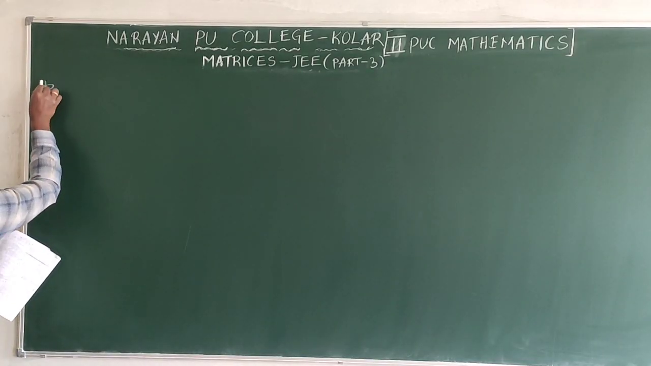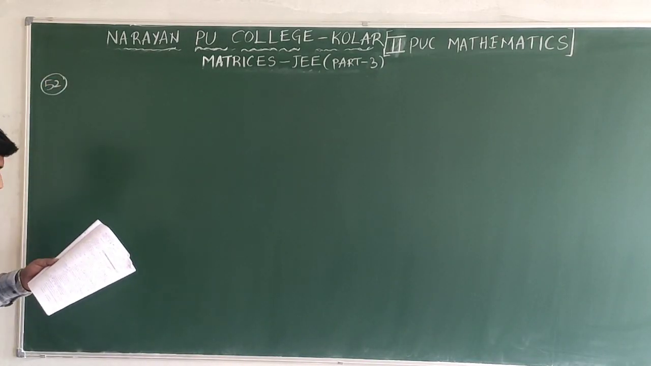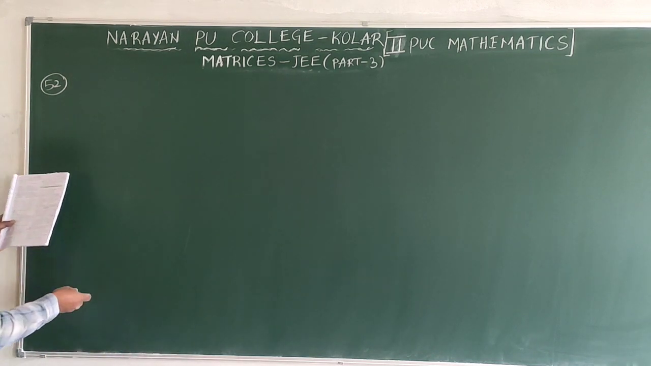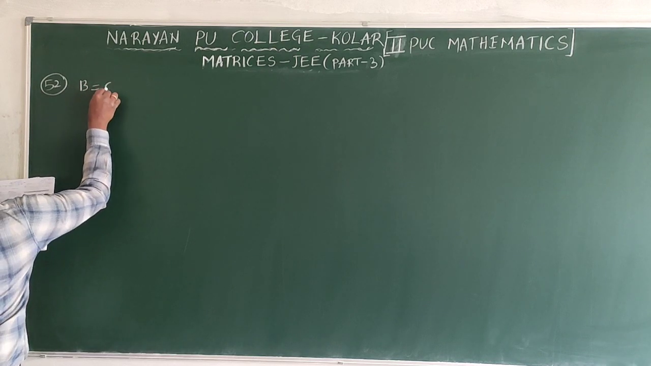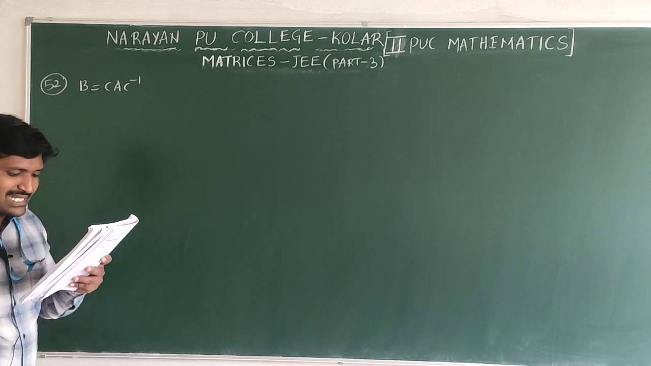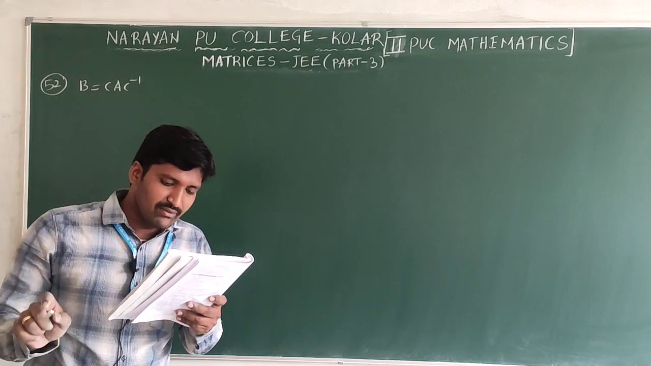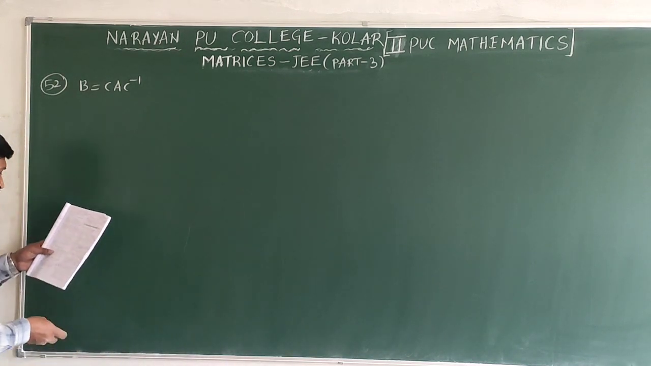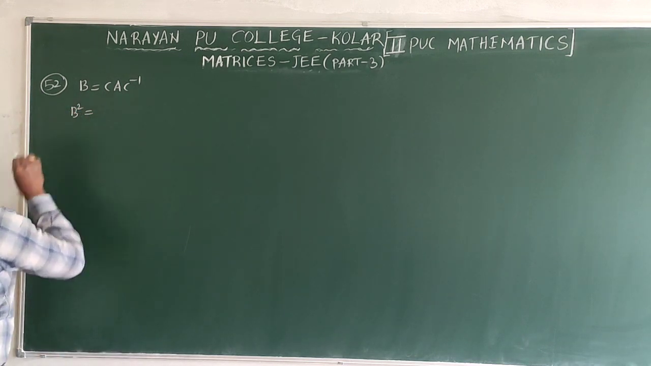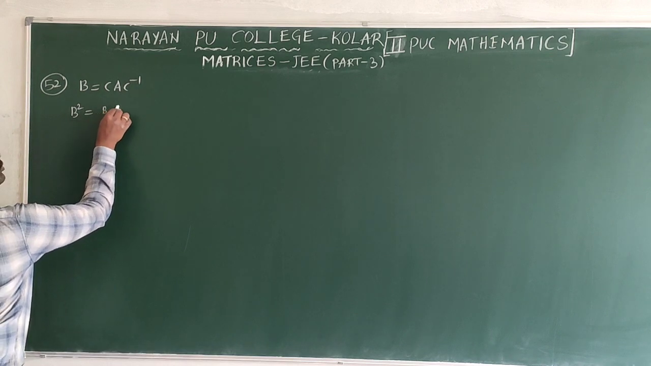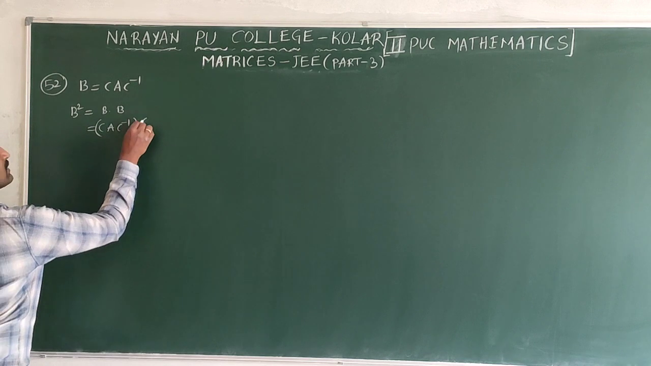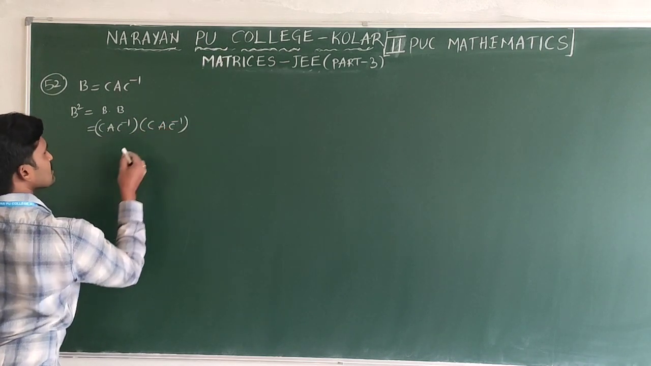Question number 52. A, B, C are three square matrices of the same size, that means the same order. They gave B equal to C into A into C inverse. Then they are asking for C into A cube into C inverse. We need to find that value in terms of B only. First I will find B square. B square means B into B, that is CA C inverse into CA C inverse.